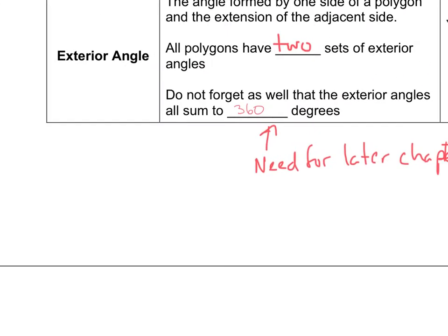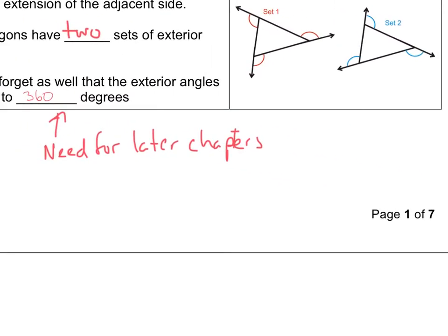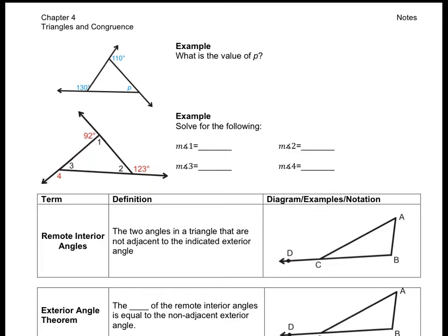All right, let's take a look. We must be on to the next page. So let's use the fact that exterior angles sum to 360 and solve for angle P.